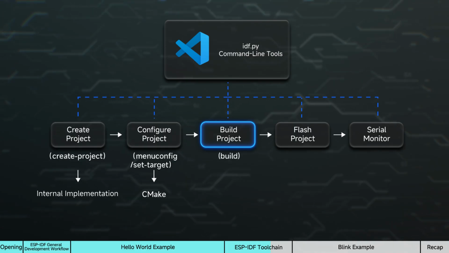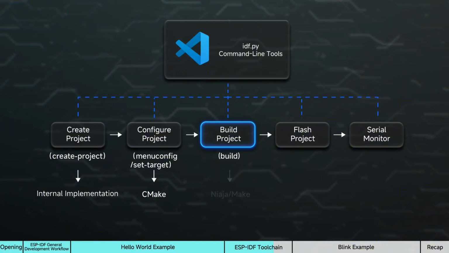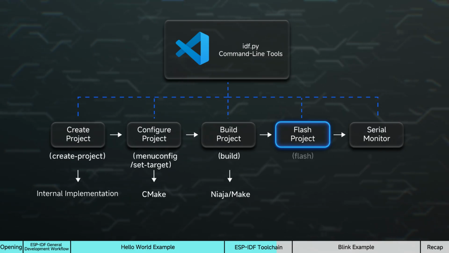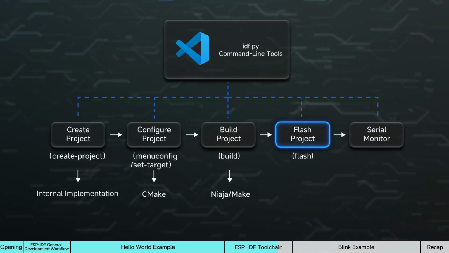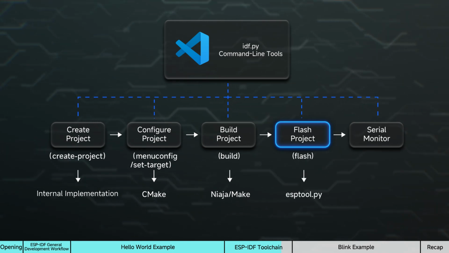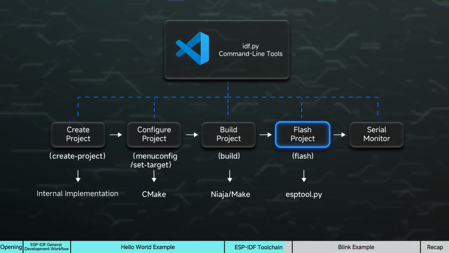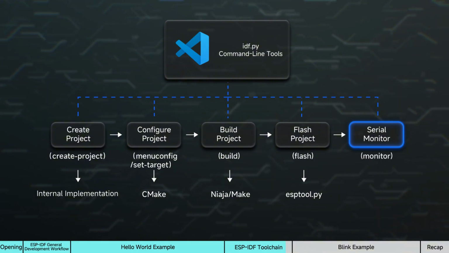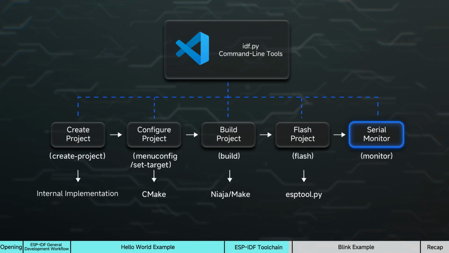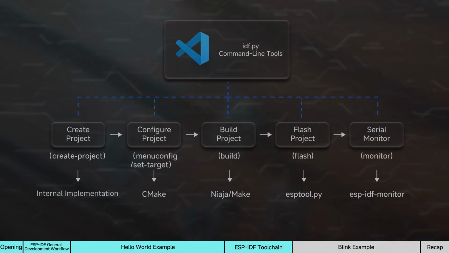Building the project: run idf.py build, which calls CMake to parse the project structure and then uses build tools like Ninja or Make to perform compilation. Flashing the firmware: after building, call idf.py flash to program the firmware onto the ESP chip. Under the hood, it calls the esptool.py tool to communicate with the chip and complete the flashing. Monitoring: once the firmware is flashed and running, start the serial monitor with idf.py monitor to view logs, which relies on the ESP-IDF monitor tool underneath.